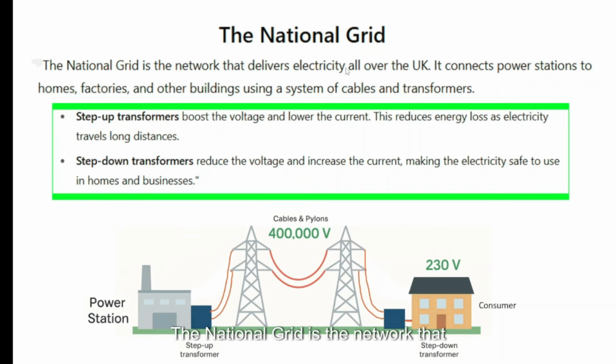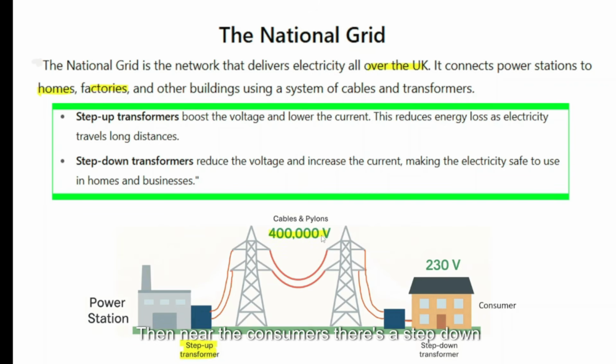The national grid. The national grid is the network that connects the power stations to homes, factories and other buildings using a system of cables and transformers all over the UK. Now they have step-up transformers and step-down transformers. So next to the power station we have a step-up transformer which increases the voltage to like a really high value.